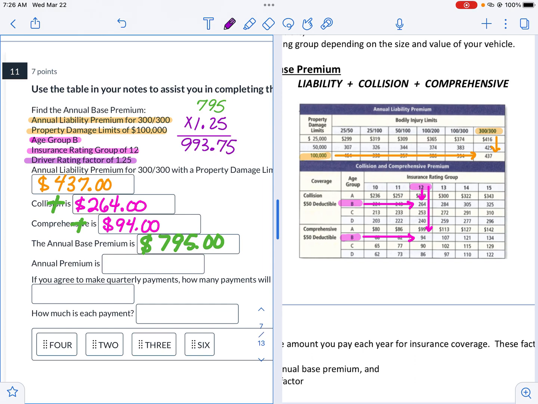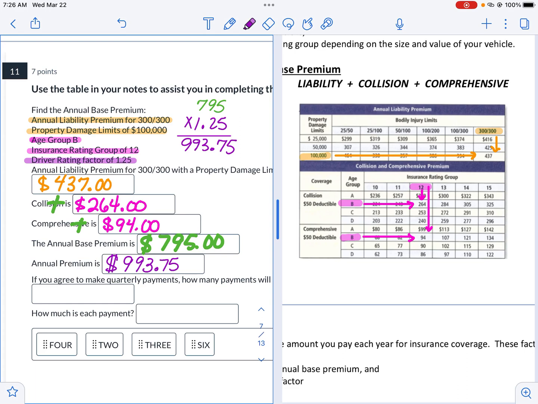So here's the deal. This person, they have not had many accidents or many speeding tickets, or they might be a more experienced driver. At any rate, their driving rating factor is 1.25. And so because of that, their car insurance is going to be $993.75.